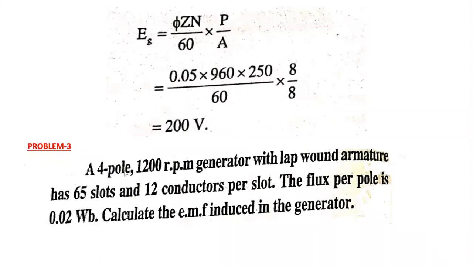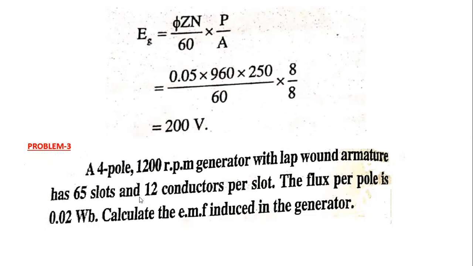A four pole, that means P is equal to 4. 1200 RPM. RPM means the speed; the unit for the speed is RPM. It will be denoted as N. N is equal to 1200. Generator with lap winding.